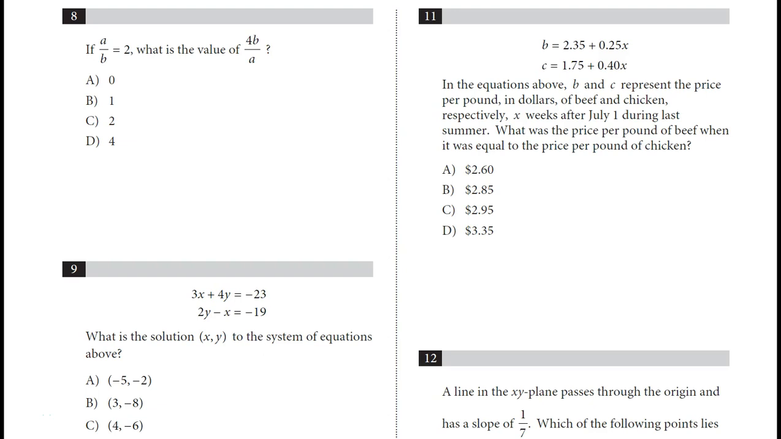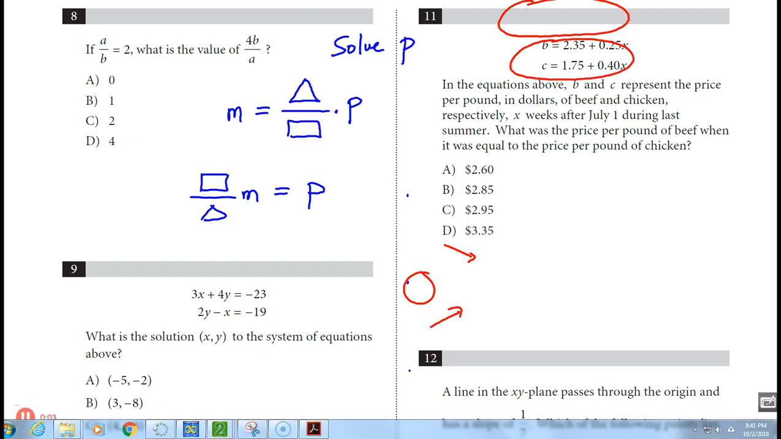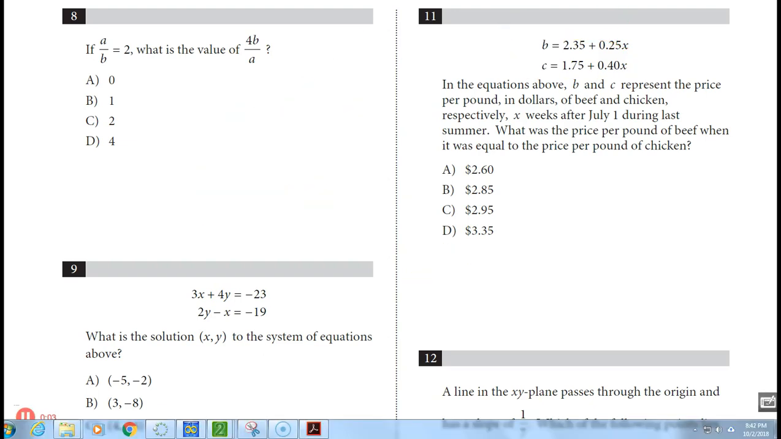All right, looking at number 8. Let's take a peek here. It says if A divided by B is 2, so we have to assume this part is true. If A divided by B is 2, then what is the value of 4B over A? Well, again, there are several ways to solve this problem. I'm going to show you my go-to strategy when I'm not sure what's going on.